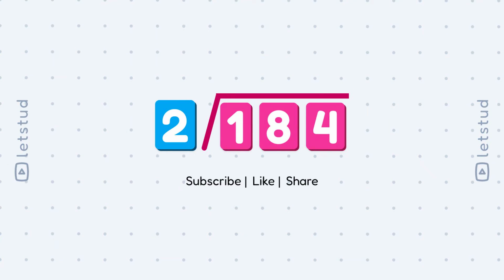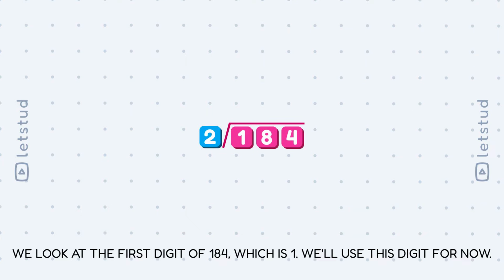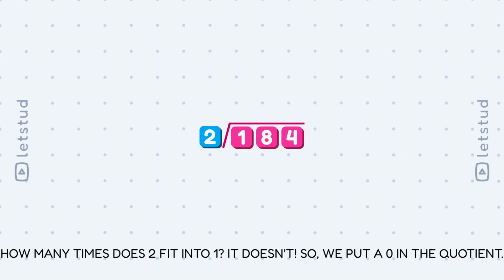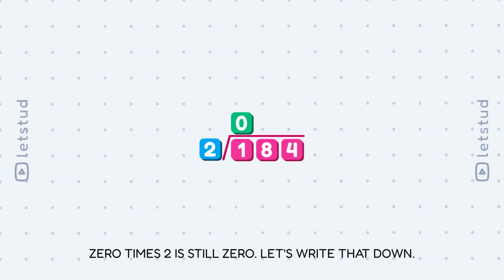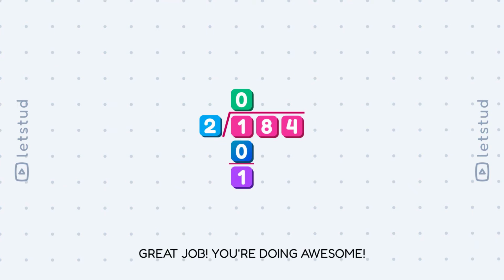Let's go. All right, let's start this division party. We look at the first digit of 184, which is 1. We'll use this digit for now. How many times does 2 fit into 1? It doesn't, so we put a 0 in the quotient. 0 times 2 is still 0. Let's write that down. 1 minus 0 is 1. We're on a roll. Great job, you're doing awesome.